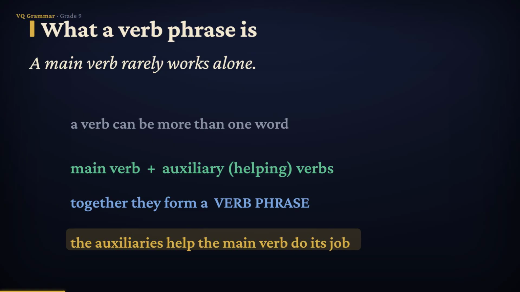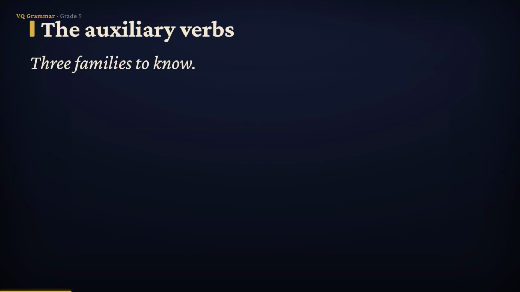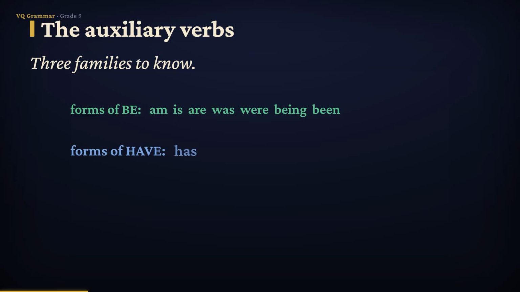Those helpers aren't just decoration. Each one helps the main verb pin down exactly when and how the action happens. So who are these auxiliary verbs? There are really three families to know. The first family is the forms of the verb be: am, is, are, was, were, being, and been. The second family is the forms of have: has, have, and had.